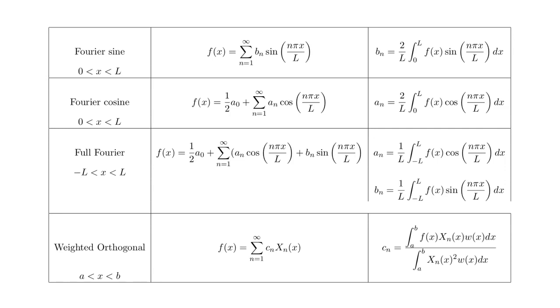Finally, the 4th row is the general weighted orthogonal expansion of a function in terms of a general set of eigenfunctions, x sub n, a complete orthogonal family, and on the right we have the familiar formula for the coefficients.